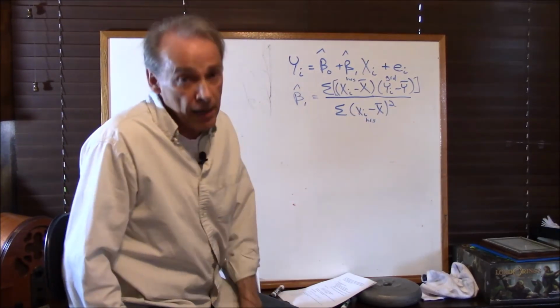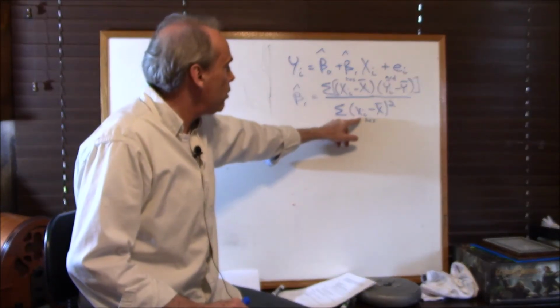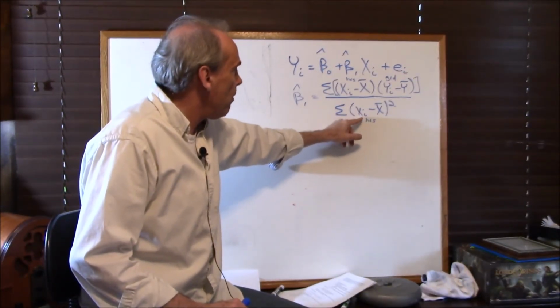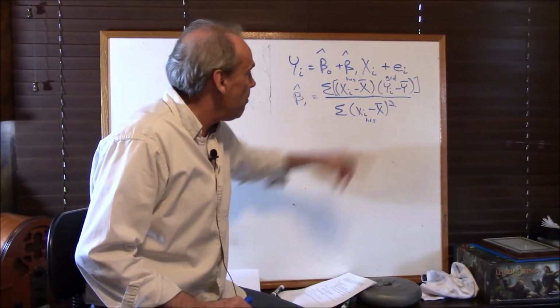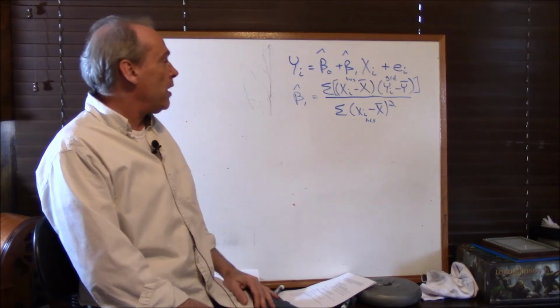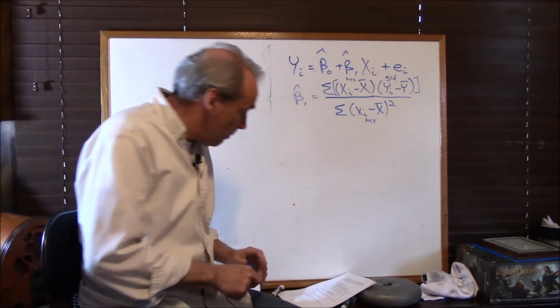You don't square it at the end. You square each individual difference between how many hours the student studied and the average for the entire class. That's why I wrote that there. So that's how you get beta hat sub 1. And again, I'm going to give an example here in just a second.